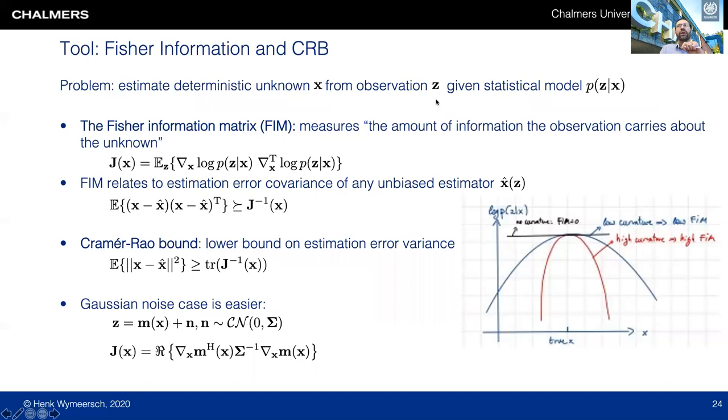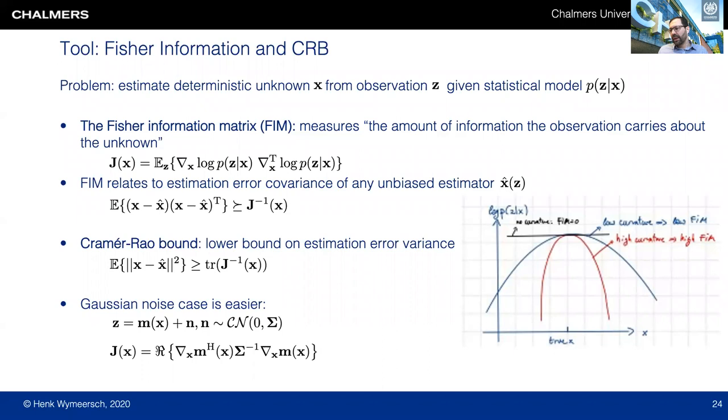Depending on the problem that you're working on, this should be something that you can relate to. It could be that x is the channel and z is a waveform and you have a channel model. Or it could be x is a position and z are distance estimates given the noise variance of those distance estimates. It could also be that x is a sequence of bits and z is a received signal, but then this framework doesn't hold. So actually, I should add: estimate a continuous variable. This theory does not hold for discrete variables. It's only for continuous variables.